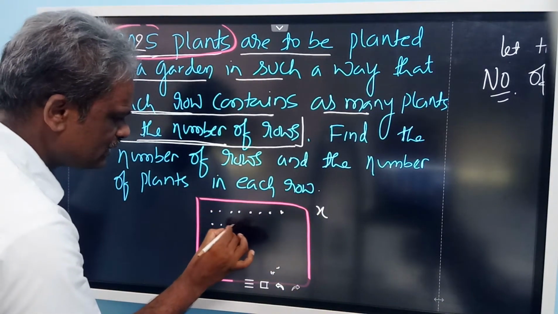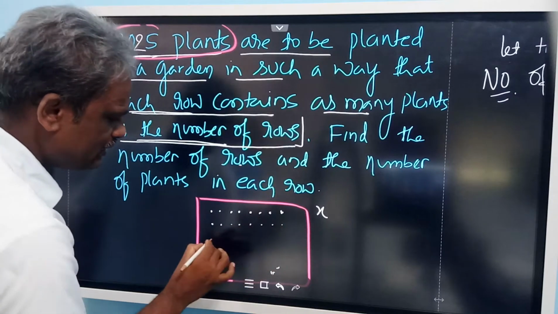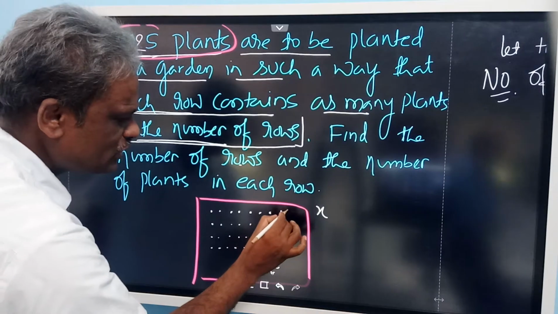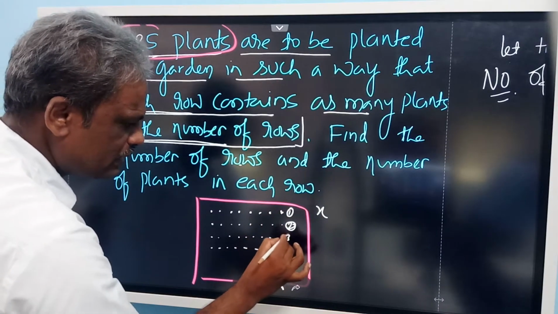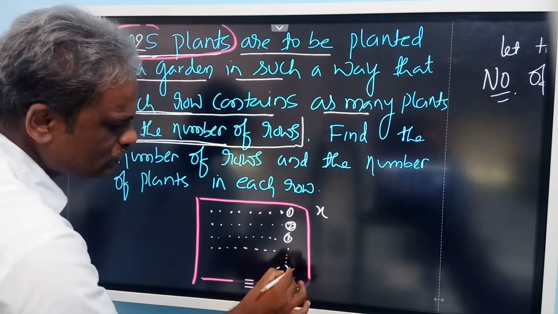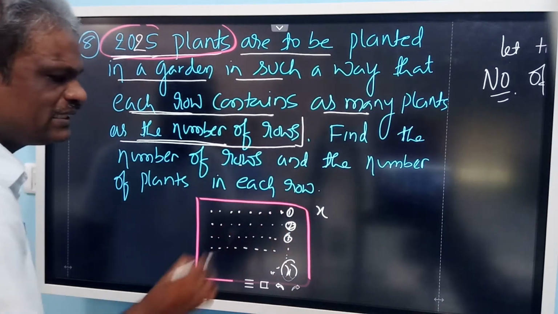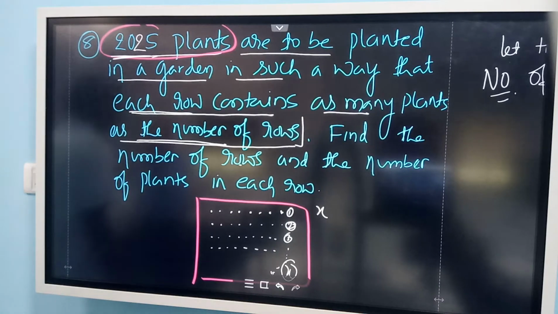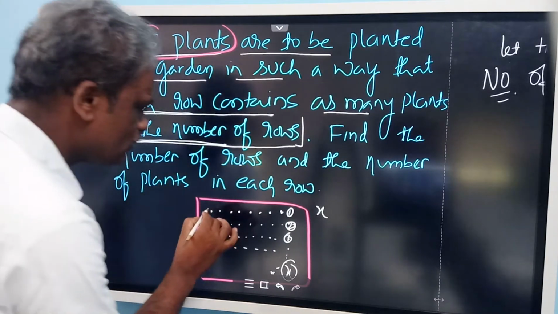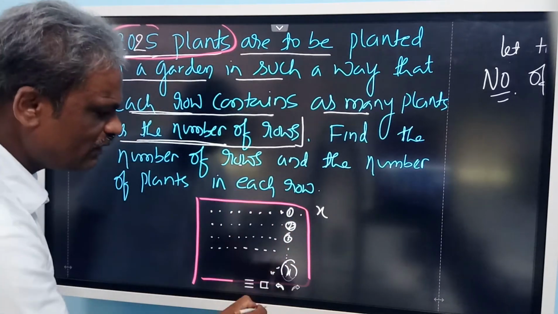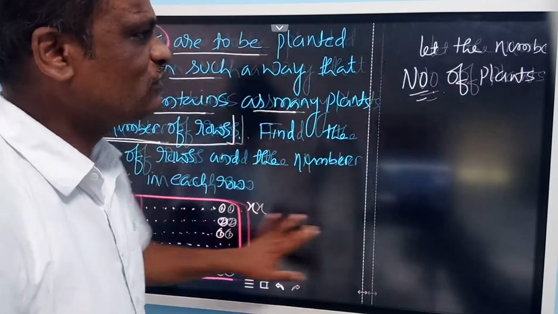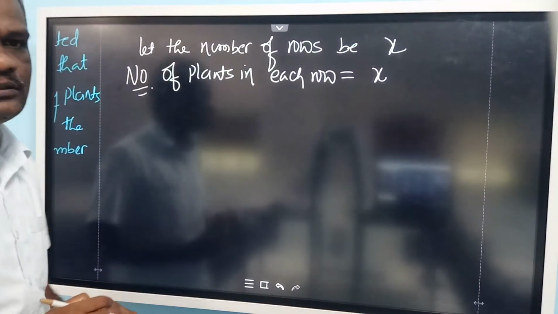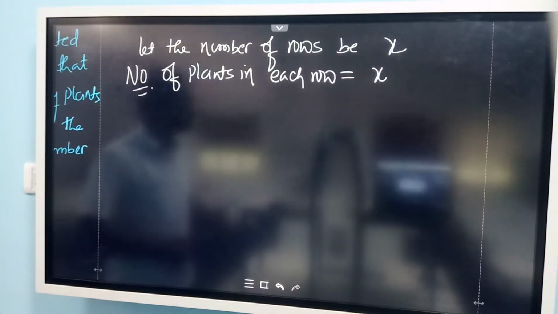Then how many rows are there? It is the same as the number of plants in each row. So it is like this: first row, second row, third row, like that. X rows will be there. So X plants and X rows. In each row we have X plants, and the number of rows is also X. That's why we have taken the number of rows as X and the number of plants in each row as X. Is it clear?